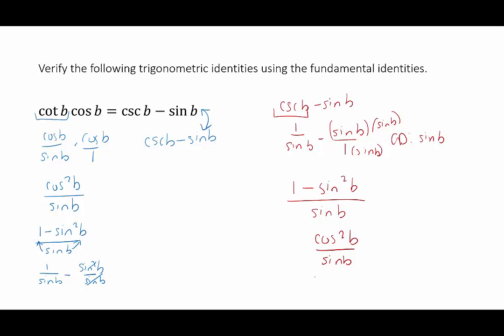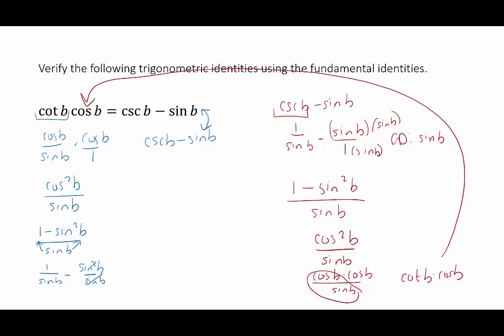Now I might want to think about this as cosine of b times cosine of b. And then take this and write this using the quotient identity, as that would be cotangent of b times cosine of b. And lo and behold, we get back to what we were trying to show. So that one did have a few more steps, but maybe you like that way better. And again, it doesn't matter as long as you show that one side matches the other. That's the whole goal of trigonometric identities.